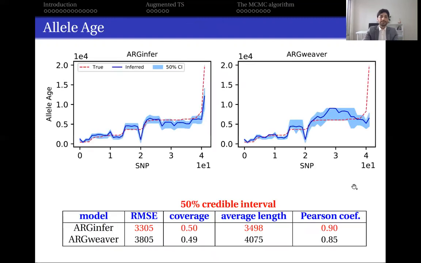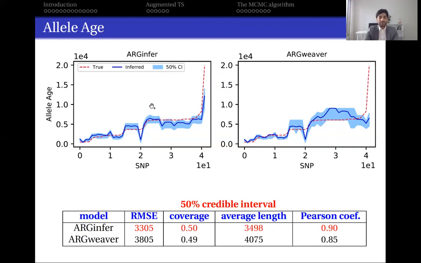Okay, so the next parameter that we investigated is allele age. So what is allele age? We have the genealogies, and then we can map the mutation on the ARG. So a mutation can be on a branch. A branch has a starting time and an end time. We take the midpoint of the branch as the allele age.